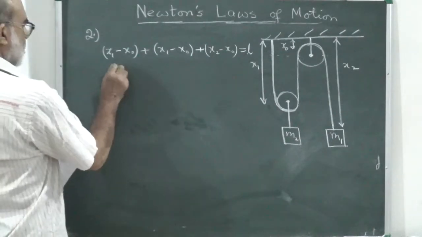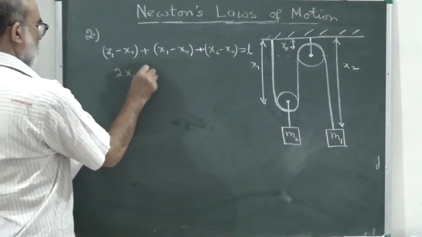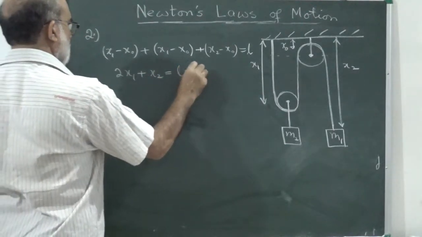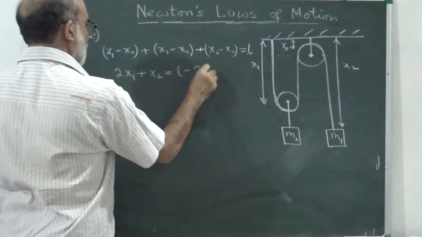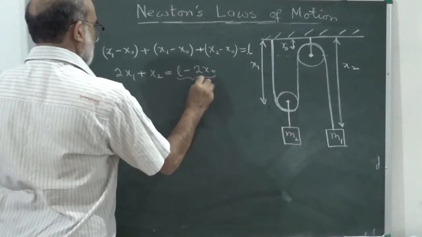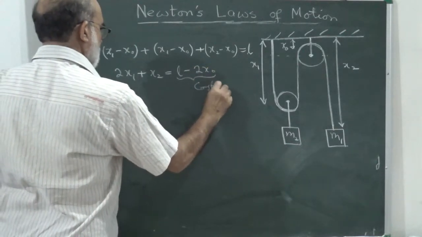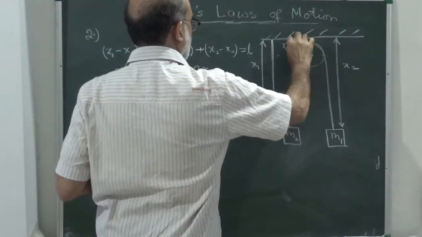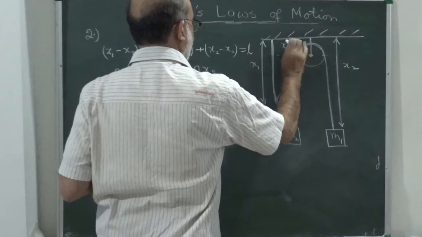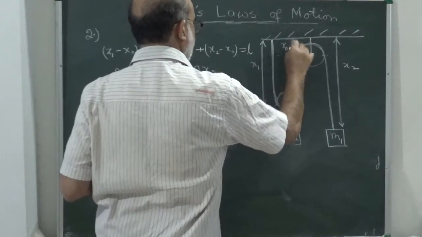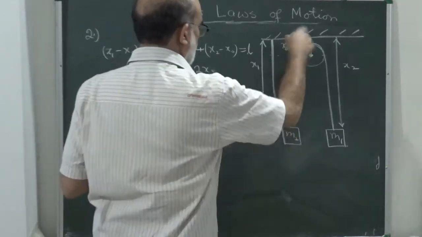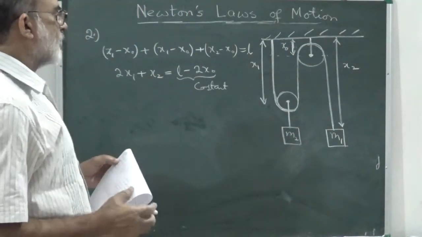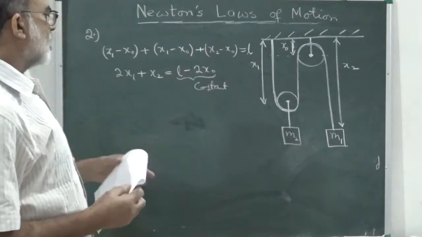So this can be written as 2x1 plus x2 is equal to L minus 2x0, which is again a constant, because this length x0 is fixed, constant, and the total length of the string is also constant.